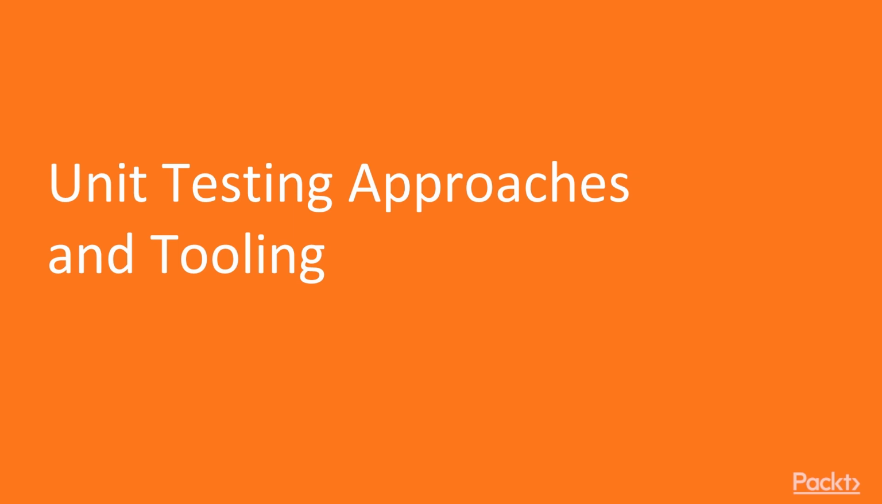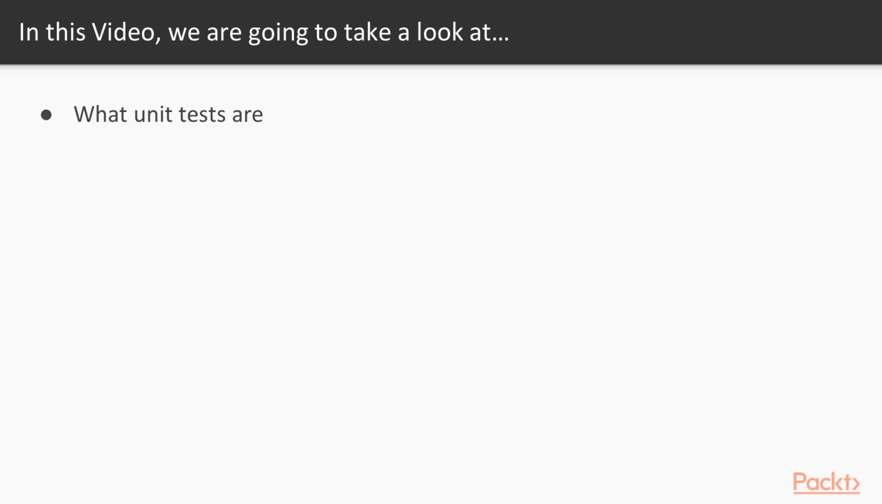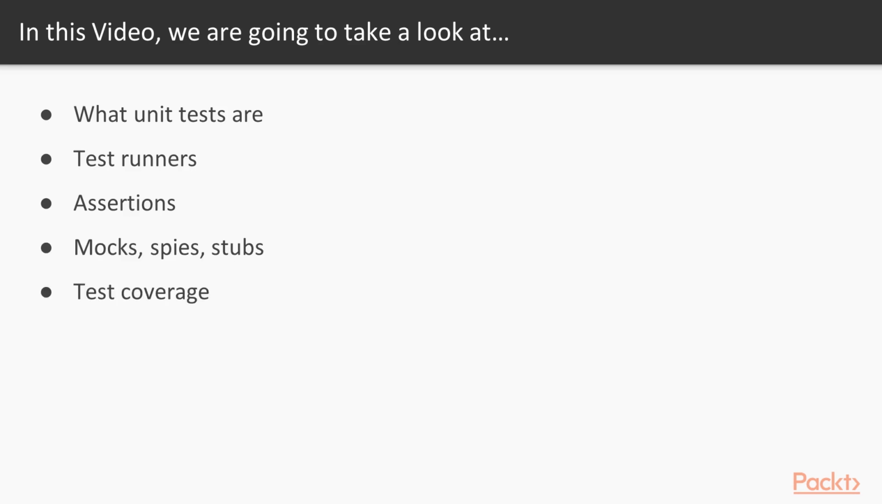In this video, we're going to cover what unit tests are, as opposed to other types of testing, the different test runners that are available, assertion engines that are available, an overview of mocks, spies, and stubs, and how test coverage can be generated. Finally, we'll look at the Jest testing framework and how it provides the majority of the features you need to write and run your tests.